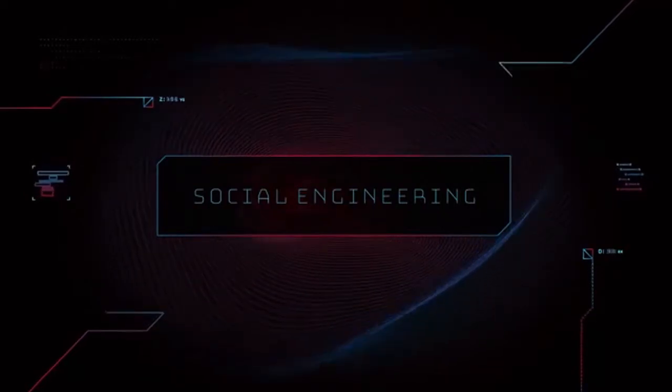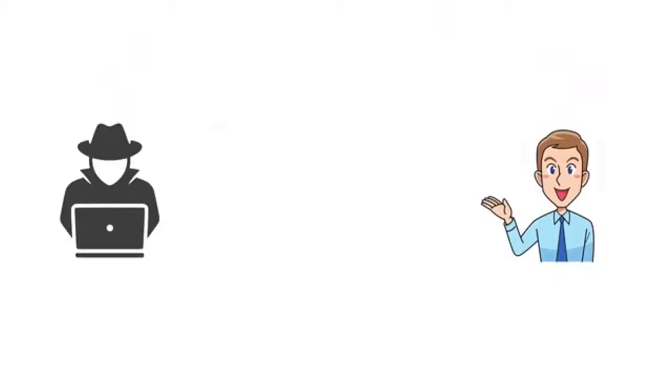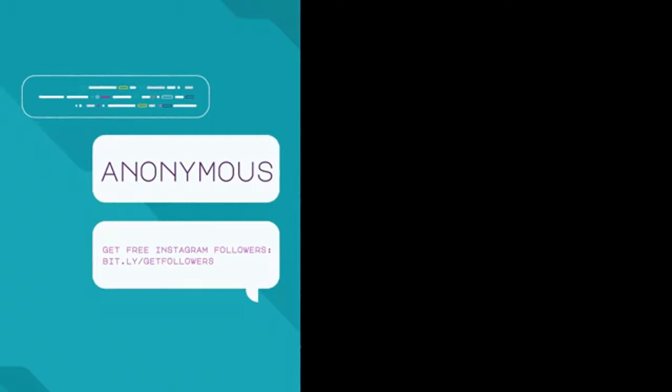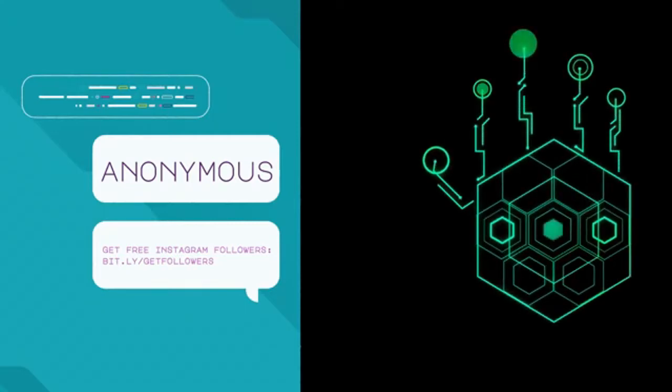Social engineering. This is literally you giving away your username and password to a stranger on the internet. Hackers can pretend to be someone else to try to extract your crucial information, like your credentials, directly from you. For example, let's say you get a link like this from someone, and this link claims that you can get Instagram likes instantly for free of cost.